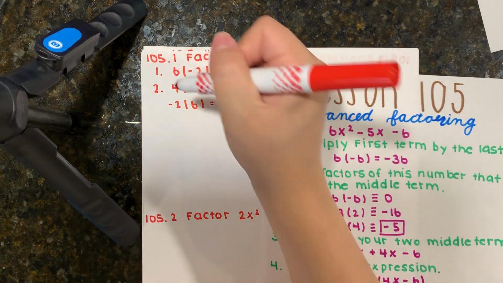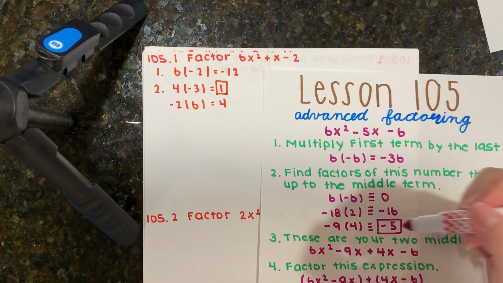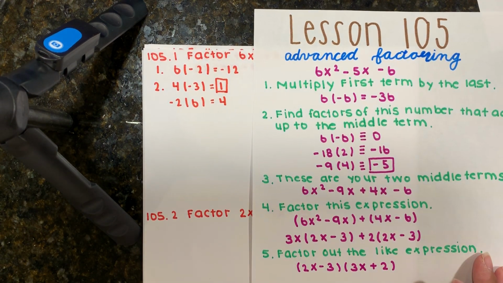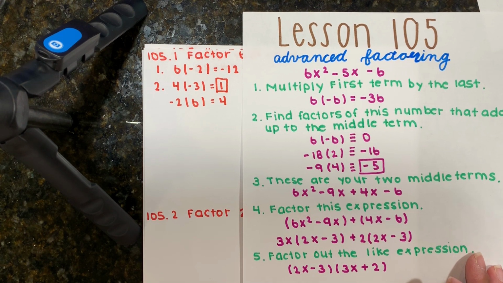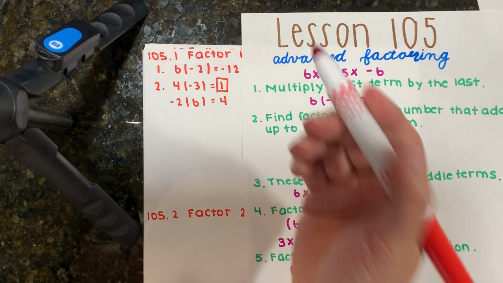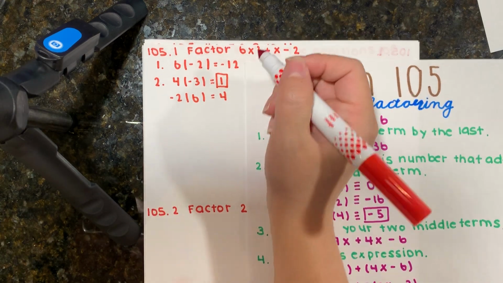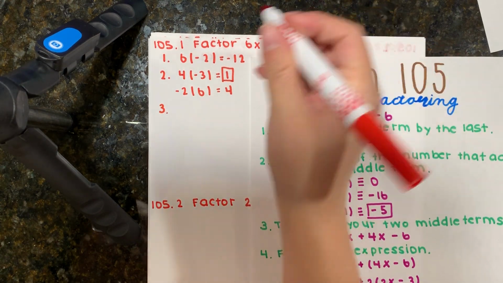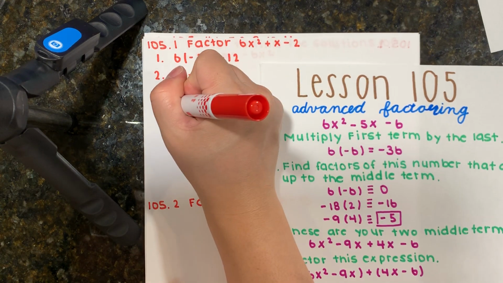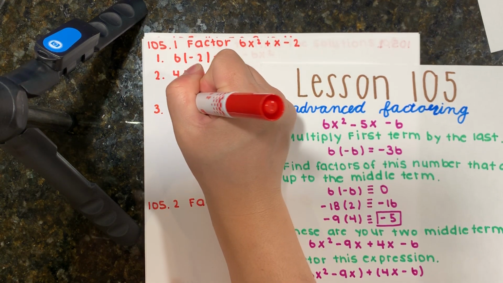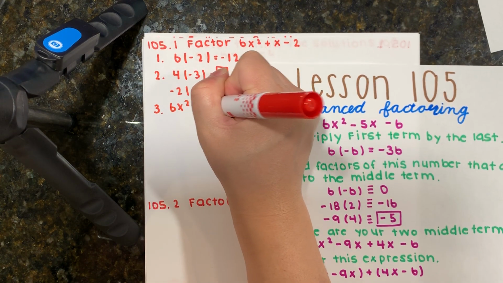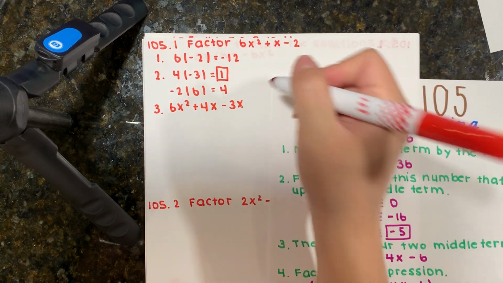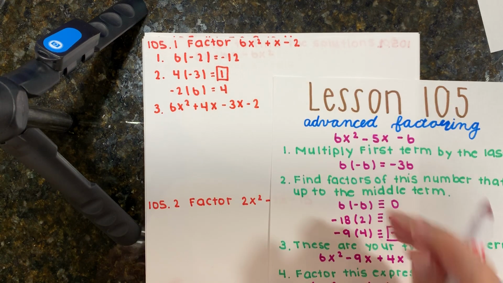So now these two terms are going to become my two middle terms. So the two numbers that I come up with are going to become my two middle terms. So I'm going to rewrite this equation. So number 3, it's going to replace the x. It's going to become 6x squared plus 4x minus 3x, and then minus 2.